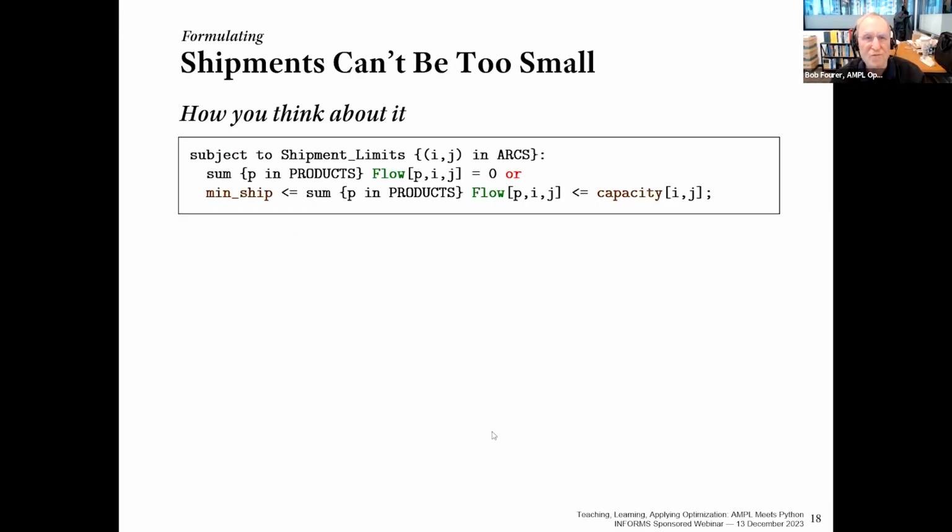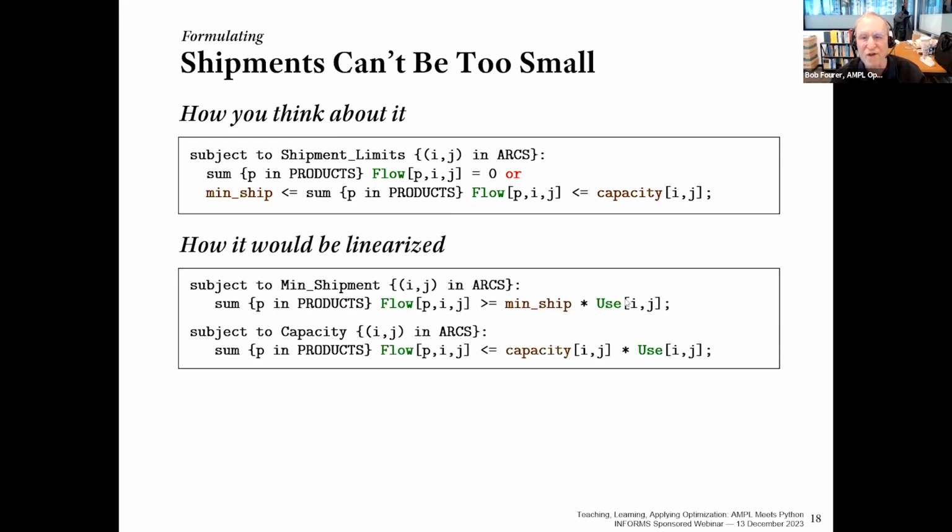So here's another one. Shipments can't be too small. What we'd like to say is that the total flow along an arc is either equal to 0 or it's between the minimum shipment amount and the capacity. Straightforward enough. But the way people have traditionally done that is with 0, 1 variables. There's a trick for doing that, so that when the variable is 0, you ship nothing, and when the variable is 1, you ship more than min ship and less than or equal to capacity.